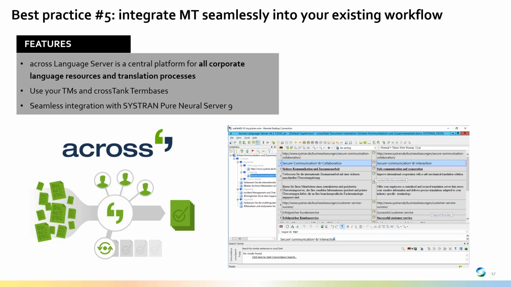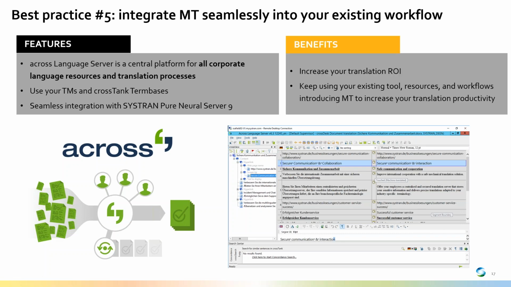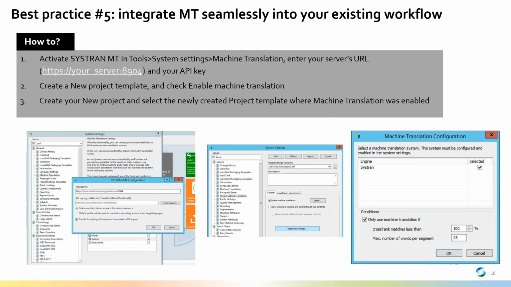We see here the output of the SYSTRAN integration in Across, where the segments are already pre-populated with machine translation instead of translating from scratch, which really increases the translation speed and reduces the costs. It's a simple process to integrate SYSTRAN pure neural machine translation into Across. We see here the number of steps that are needed. It's basically just about creating a new project template and then applying this new template to any newly created projects.